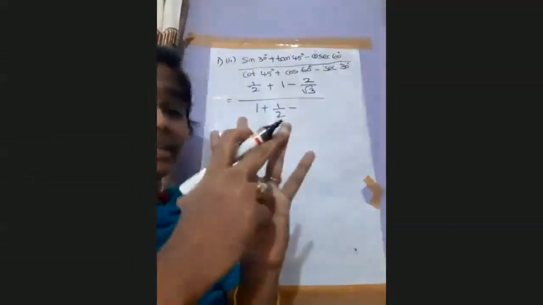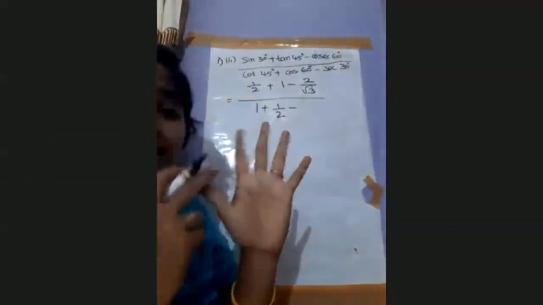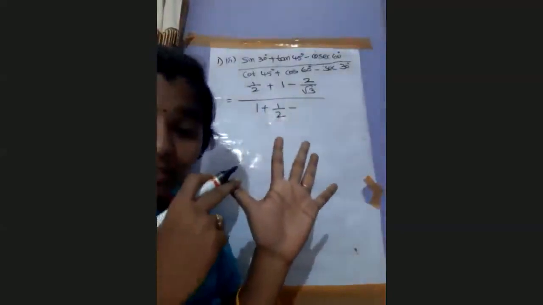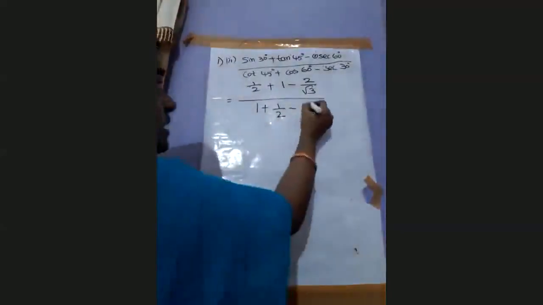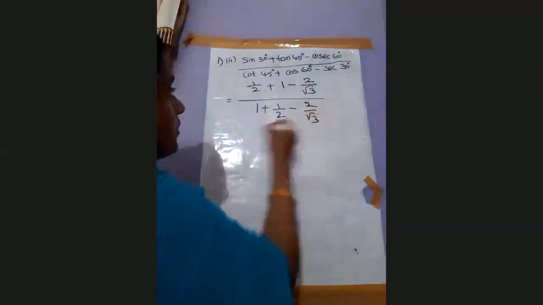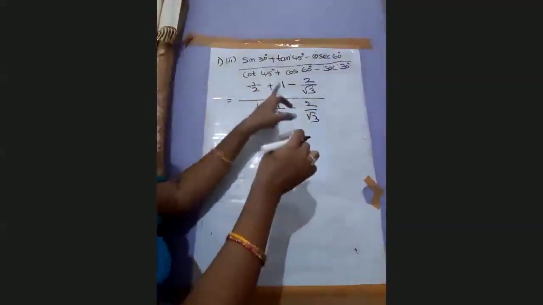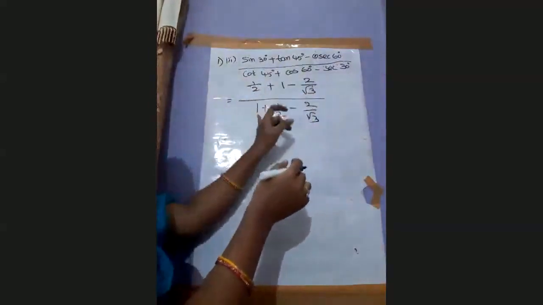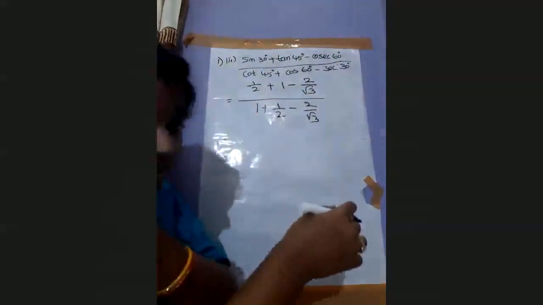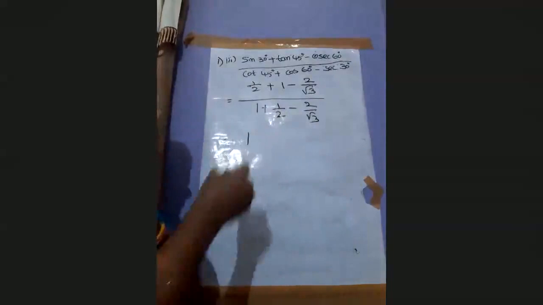So cos 30, this is 30. Above fingers are 3. That means root 3 by 2 is cos 30. We can reverse this, 2 by root 3. So just you can see here, we have 1 plus 1 by 2 minus 2 by root 3. 1 plus 1 by 2 minus 2 by root 3. So all are the same. So we get the 1 value.